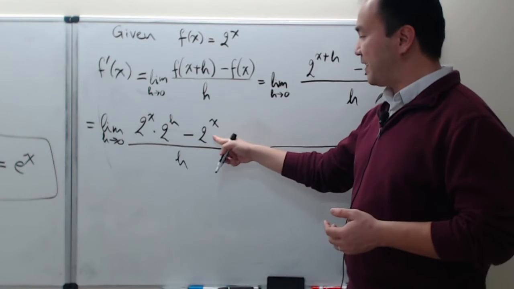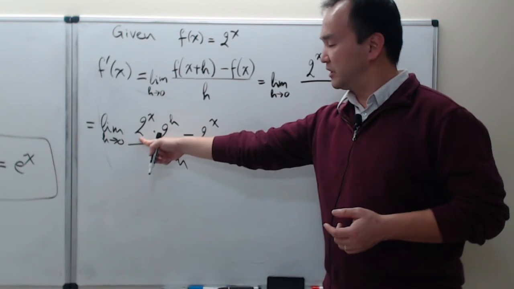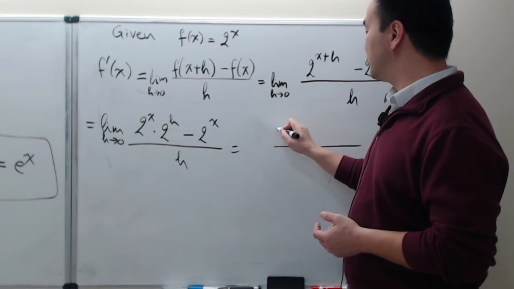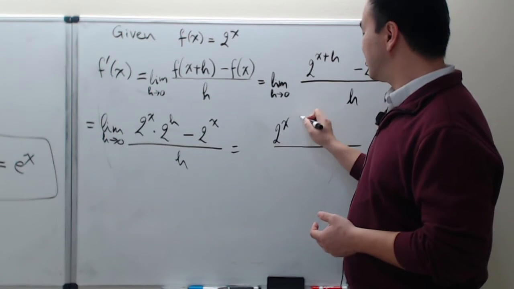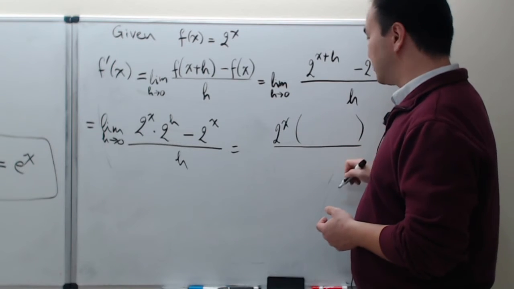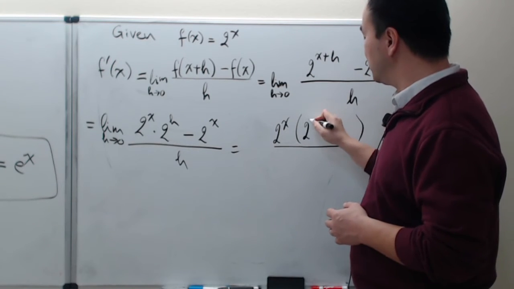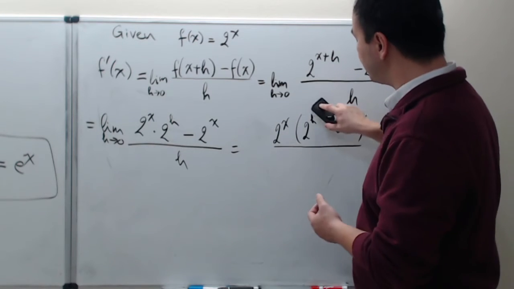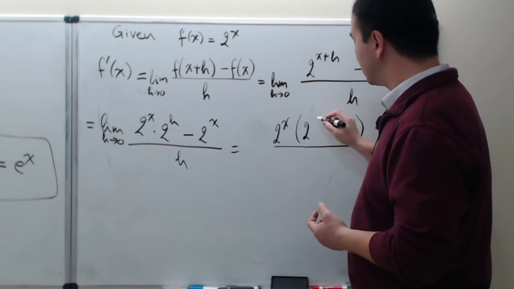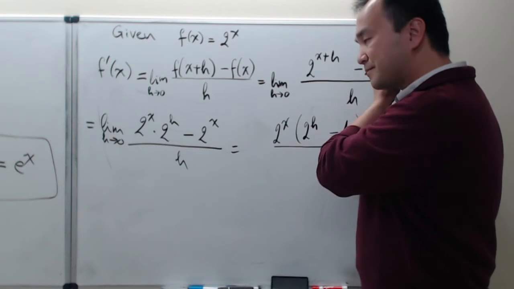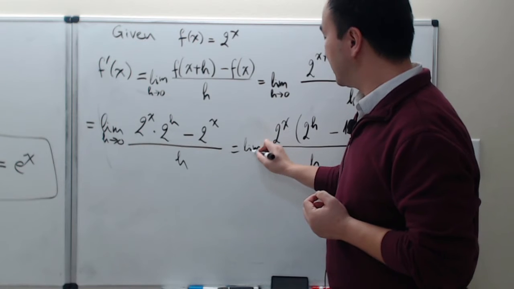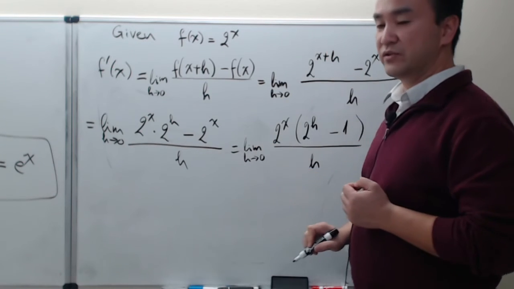I am going to factor out the common factor 2 to the x this time. So now I'm looking at factoring out 2 to the x, and what's left in parentheses is 2 to the h minus 1 over h, and we're taking limits as h goes to 0.